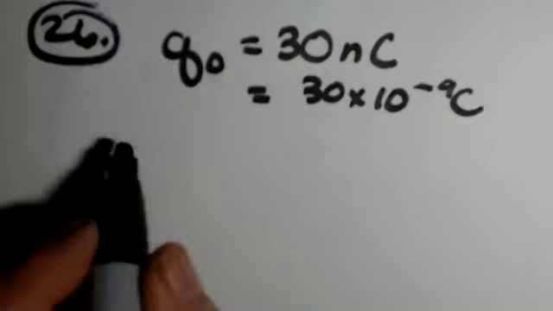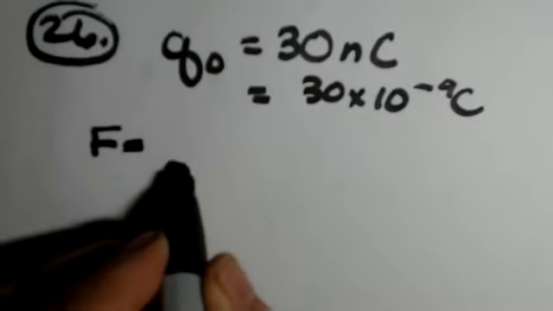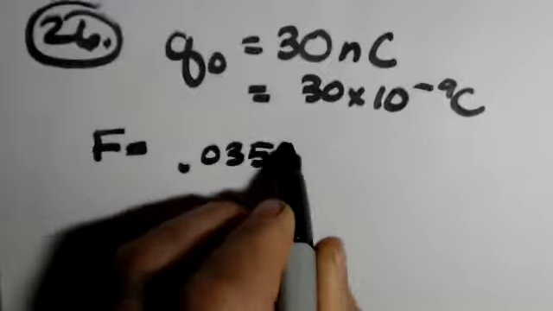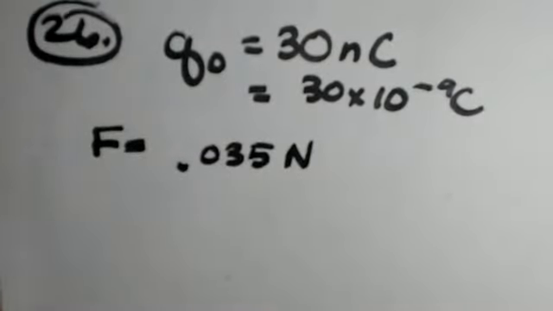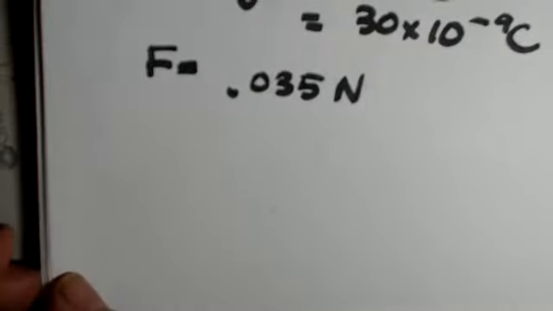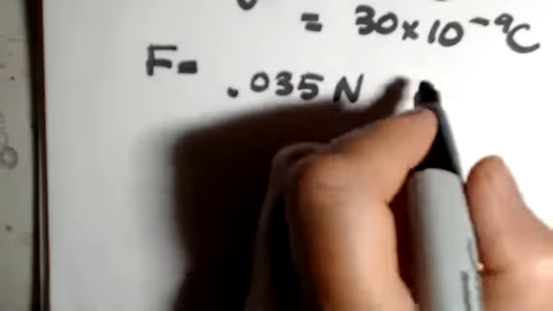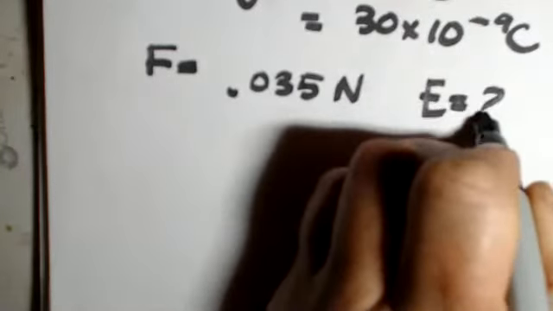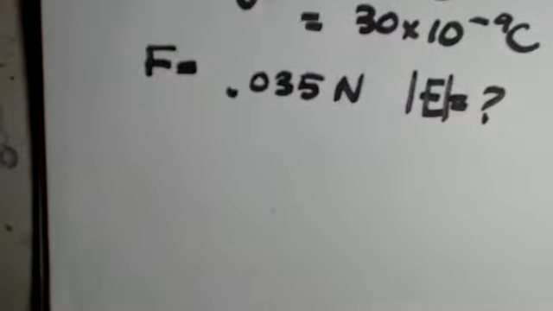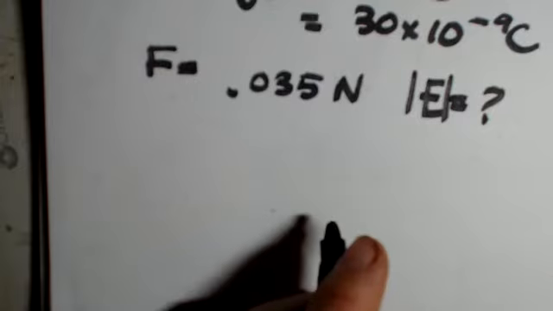And then I know the force is 0.035 newtons. Okay, so it wants me to find the magnitude of the electric field. I don't need to know the direction, I just need to know the magnitude.